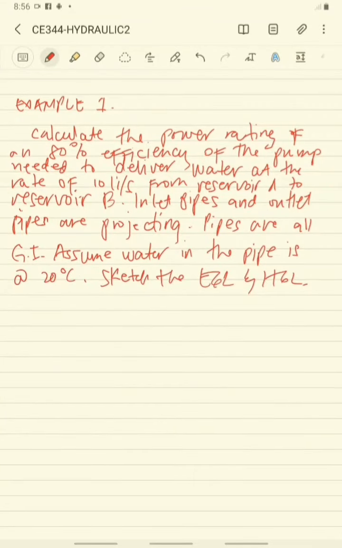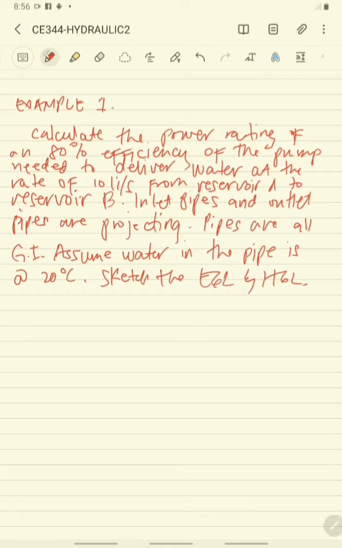Okay, our example number 1. Calculate the power rating at 80% efficiency of the pump needed to deliver water at the rate of 10 liters per second from reservoir A to reservoir B. Inlet pipes and outlet pipes are projecting. Pipes are GI. Assume water in the pipe is at 20 degrees Celsius. Then sketch the energy grade line and the hydraulic grade line.